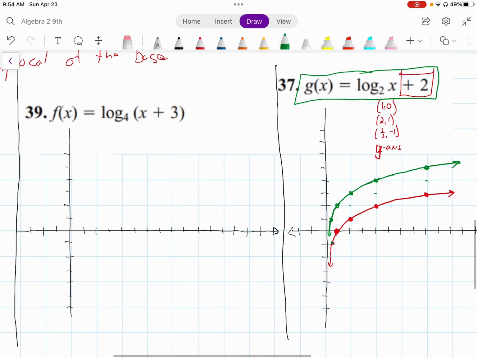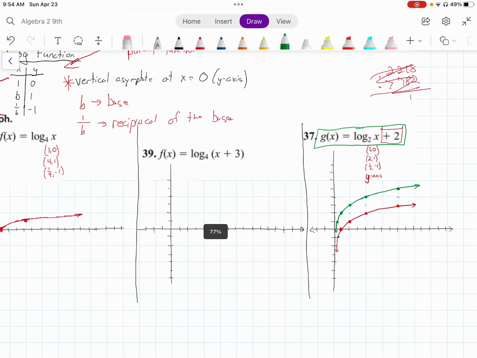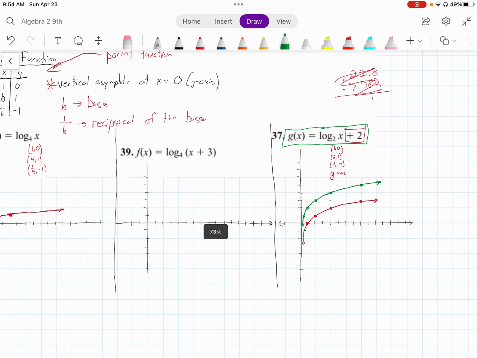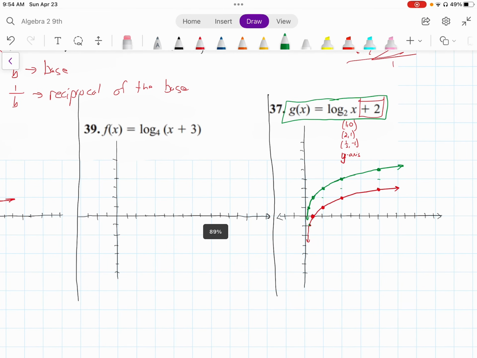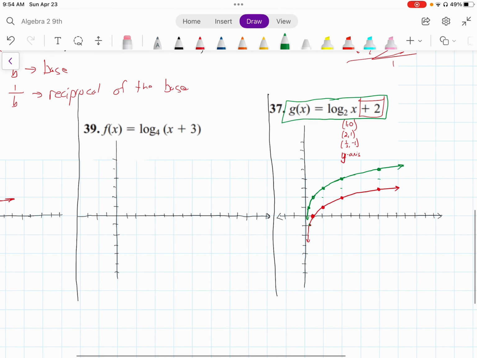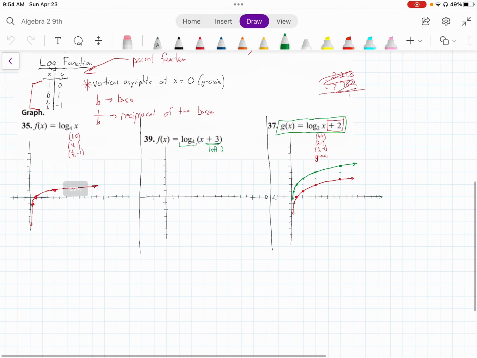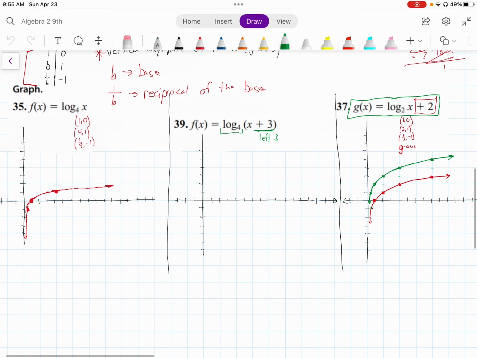Now we'll slide over to number 39, which is log base 4 of x plus 3. So what you want to do is graph your parent function first, and then it's going to move left 3 because we're adding 3 inside the logarithm. However, the nice thing is, if we have this on a quiz or a test, you might have to graph log base 4 of x, but we don't need to do that because we've already done that. Although, you know what, let's go ahead and put those same points on here. So I'm changing my mind. We are going to graph this parent function.